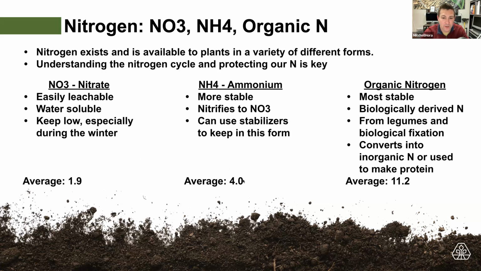The average ammonium level from all the data that we pulled in this project here was 4 part per million. The average nitrate number, 1.9 part per million. The average organic nitrogen number was 11.2 part per million. There's more than double the nitrogen over in this pool than in these other two pools combined.